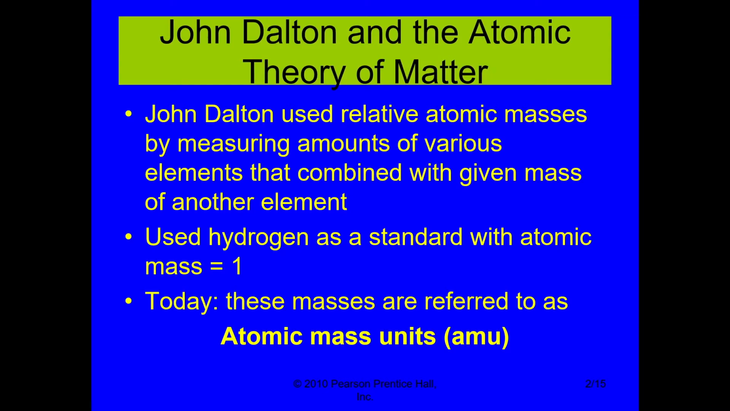One of the most notable discoveries from Dalton's experiments was the concept of the atomic mass unit. Throughout his experiments, John Dalton measured the atomic masses of various substances by combining specific masses of one element with another element. By using hydrogen as a standard atomic mass of 1, he was then able to calculate the atomic masses of each individual element. Today we refer to these units as atomic mass units.